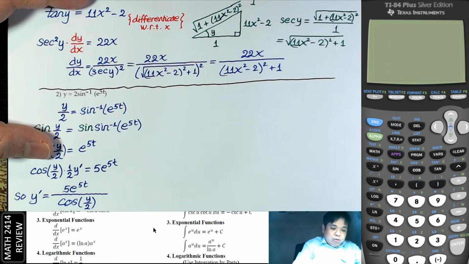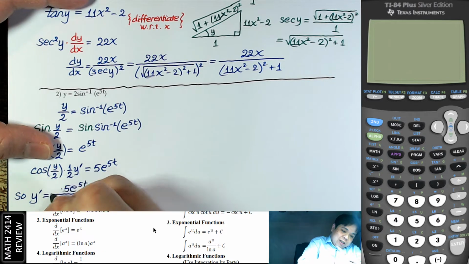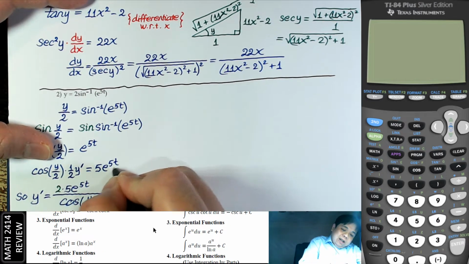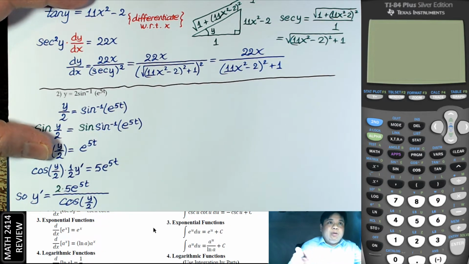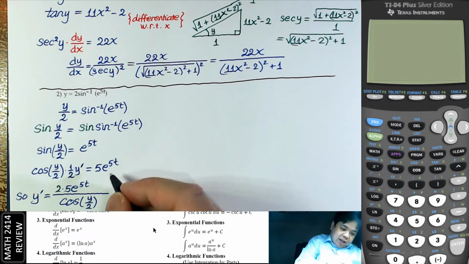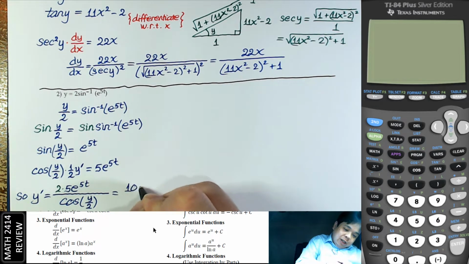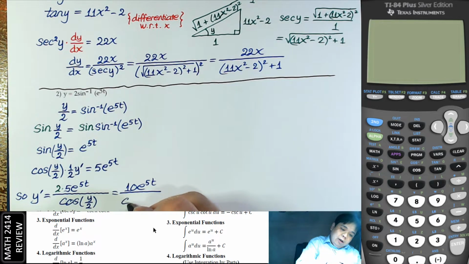And of course we multiply 2 on both sides. And the 2 cancel here, so that's what we have. So that gives us 10 e to the 5t cosine of y over 2.